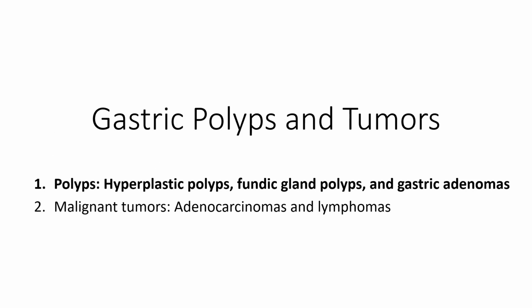Now we will discuss the most common gastric polyps, and these include hyperplastic polyps, fundic gland polyps, and gastric adenomas. Then we will talk about the most common malignant tumors affecting the stomach, and these include adenocarcinomas and lymphomas. Neuroendocrine tumors can affect the stomach, as well as gastrointestinal stromal tumor. However, they will not be discussed in this lecture. They will be discussed in the lecture about colonic tumors.